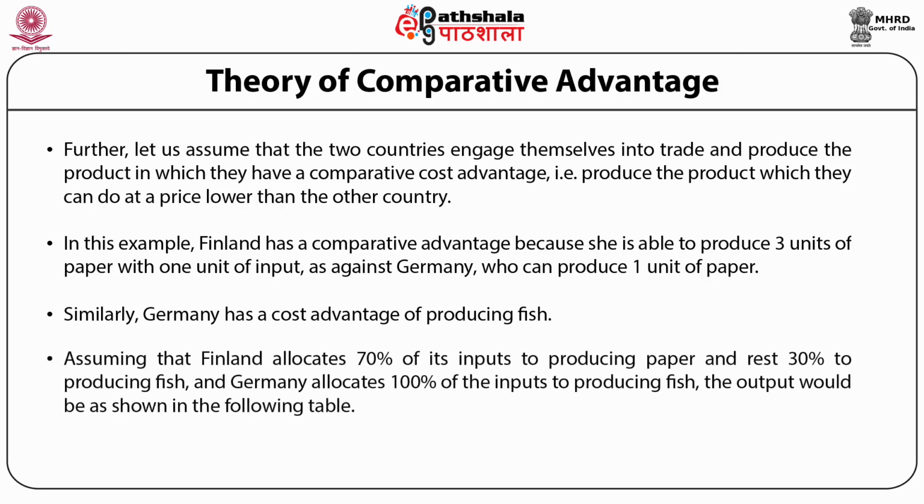Assuming that Finland allocates 70% of its inputs to producing paper and the rest 30% to producing fish, Germany allocates 100% of its inputs to producing fish. The output is shown in the following table.